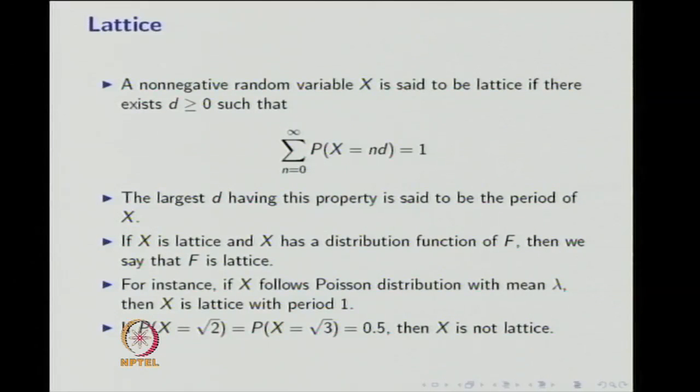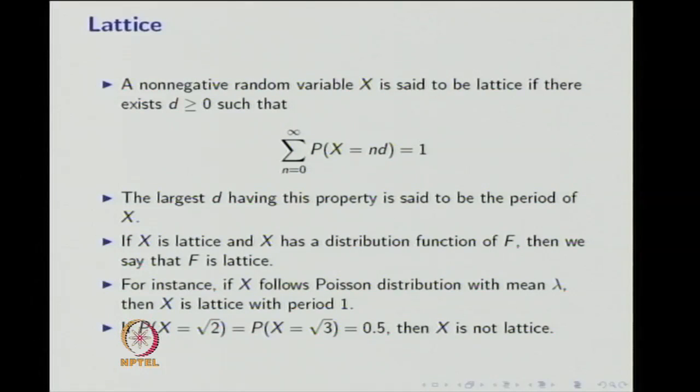The largest d having this property is said to be a period of X. If X is lattice and X has a distribution F, then we say that F is lattice. For instance, if X follows a Poisson distribution with mean lambda, then X is lattice with period 1.